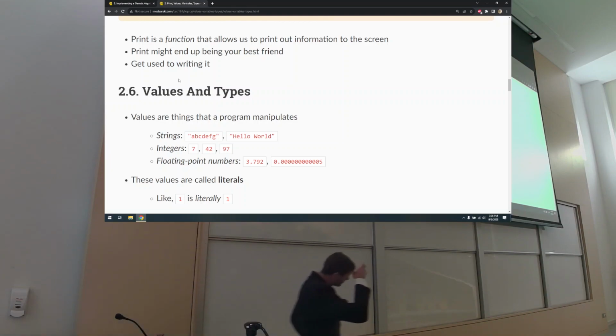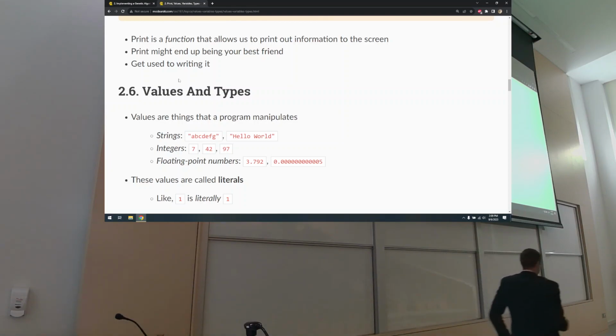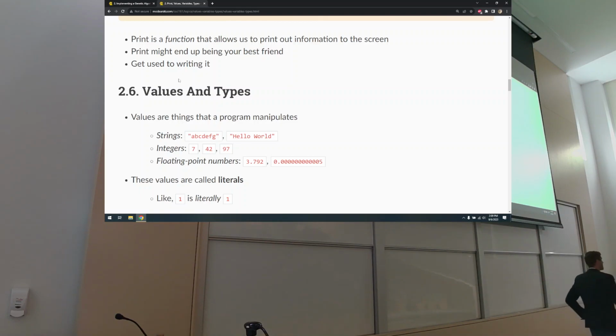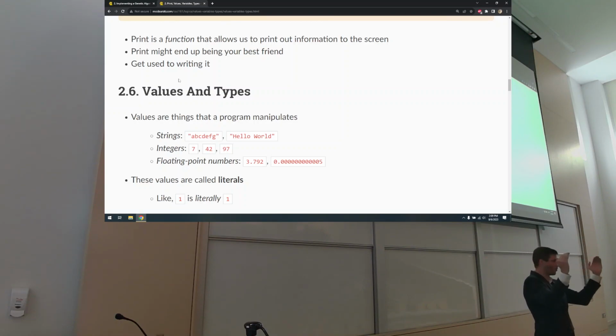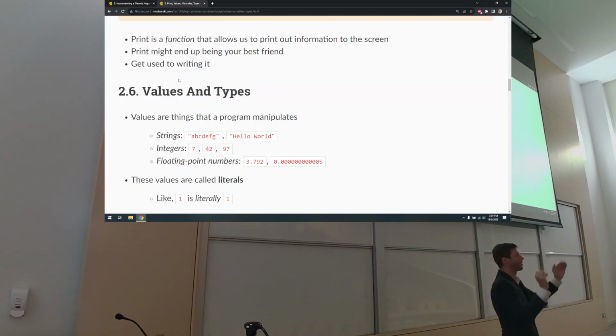All right, values and types. We've got this output function. We learned about a function, print, and it can print things. That's great. But what did we print out? Well, we printed out a value. The value we printed out was a string. I will always be calling sentences and words strings. I printed out the string, hello world. Whatever you put between those parentheses was the value that you printed out.